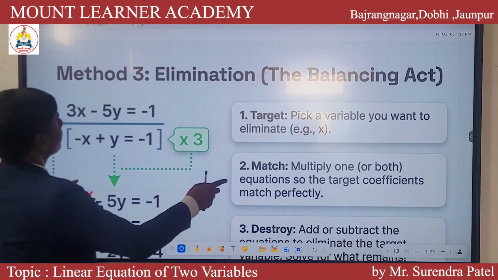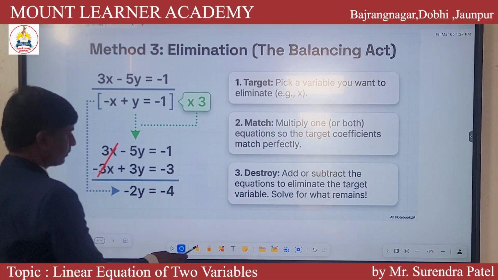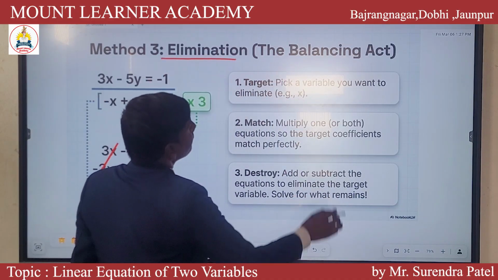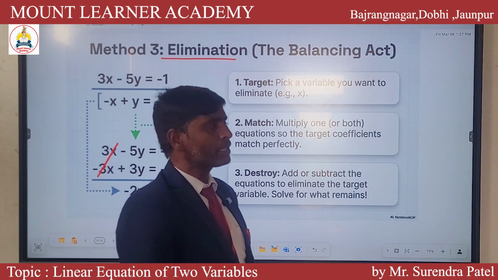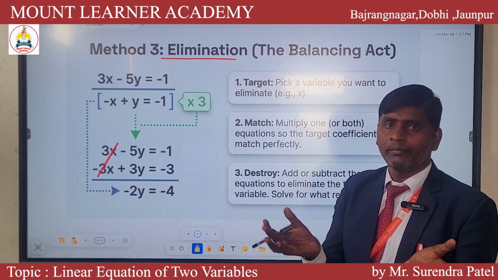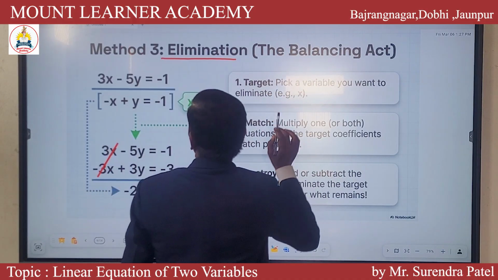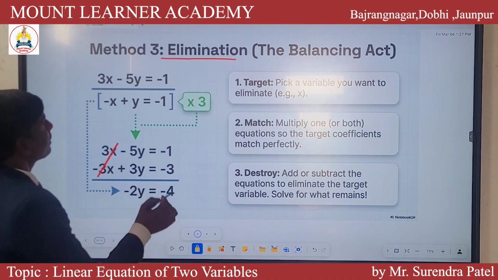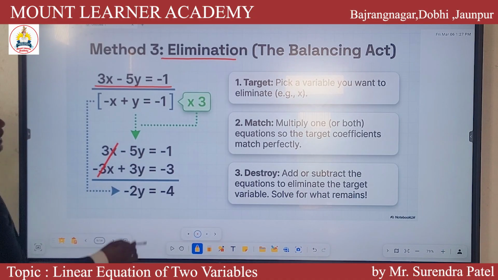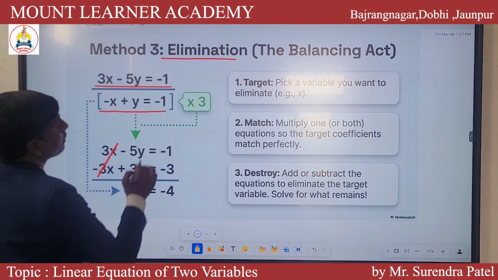Now third rule, elimination method, the balancing act, means in these equations we make any variable equal. This is called the balancing act. Here the first equation is 3x minus 5y is equal to minus 1, and equation number 2 is minus x plus y is equal to minus 1.